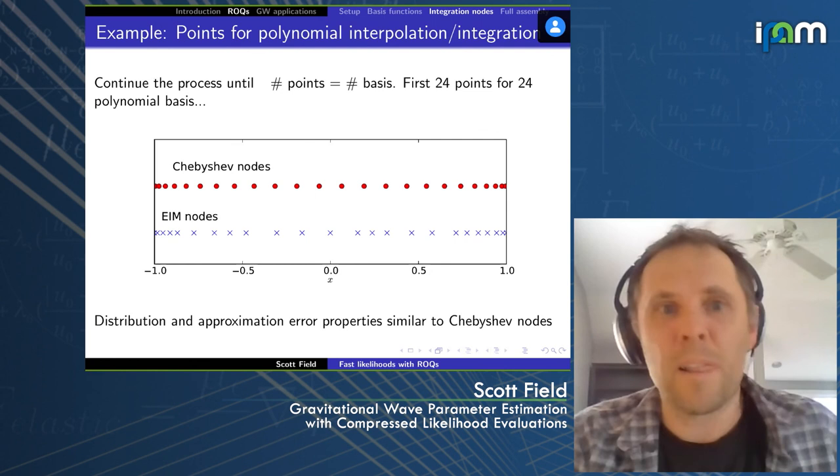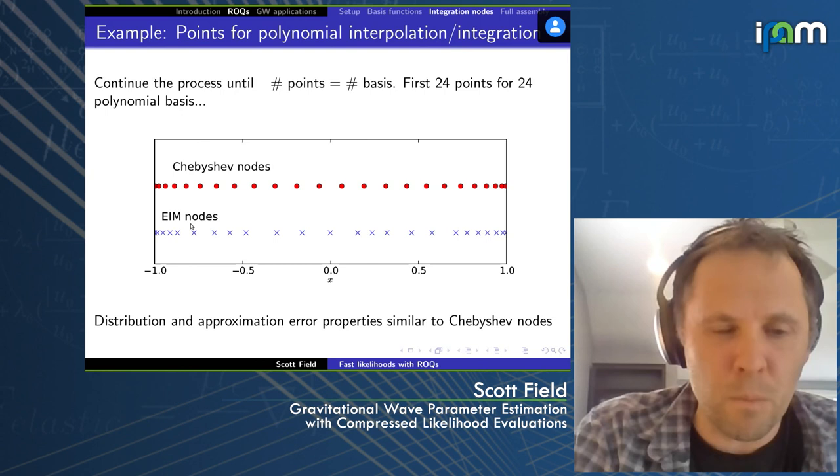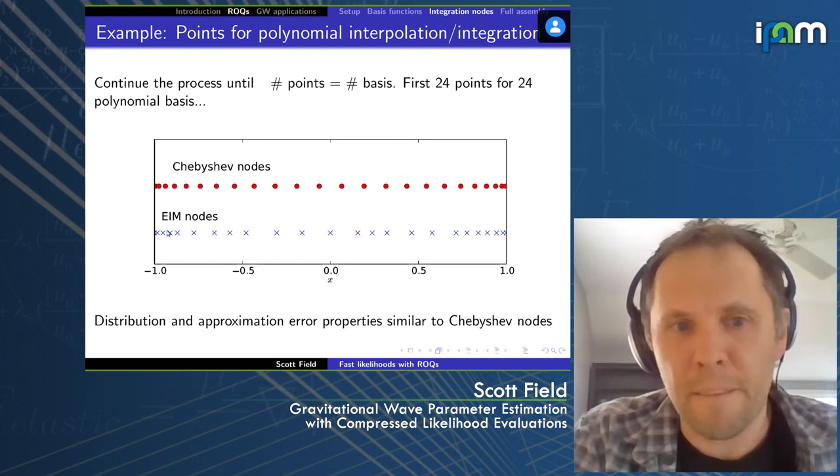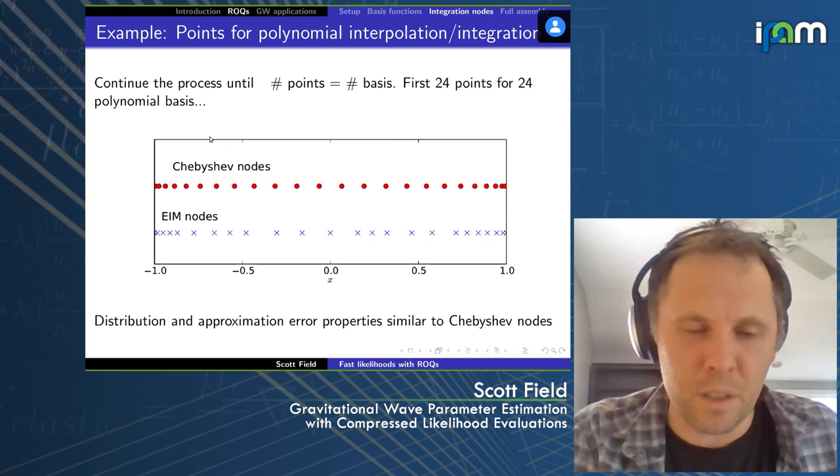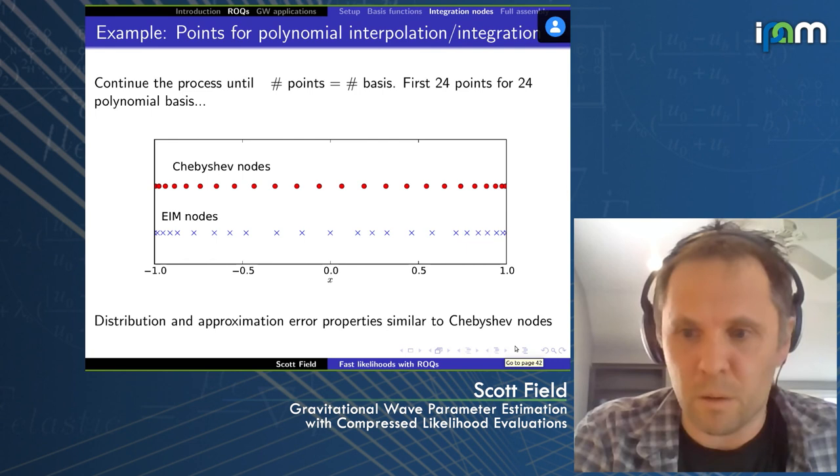We can continue for the first 24 points and just ask how well these points agree with the Chebyshev nodes. They're not exactly the same, but the thing that's interesting to note, maybe interesting is a relative term here, is that they do cluster towards the boundaries just like the Chebyshev nodes do. So they have similar distribution and approximation properties, it turns out, as the Chebyshev nodes for polynomials.